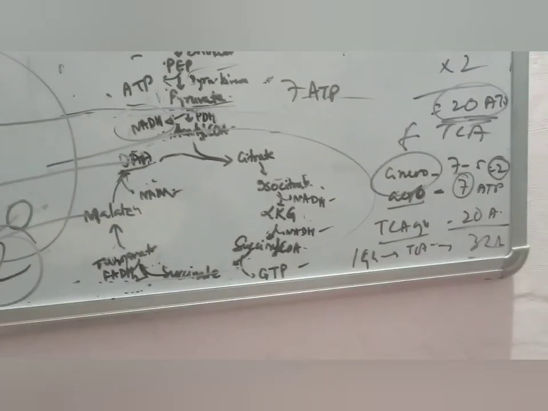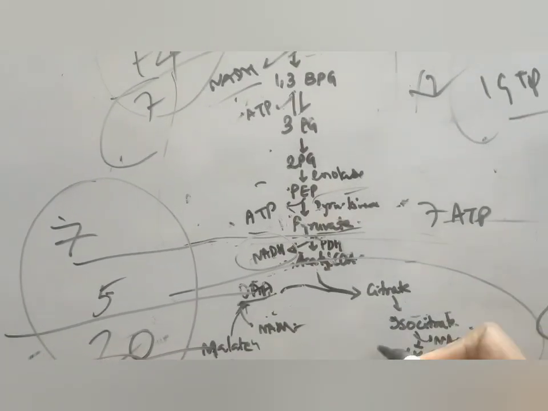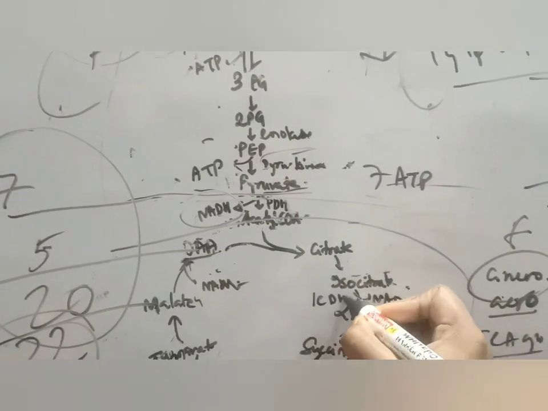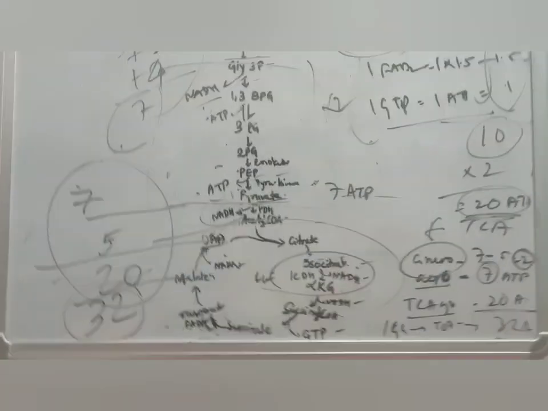One more fact I forgot to tell you, which is the rate limiting enzyme of the TCA cycle. Very unexpected enzyme, isocitrate dehydrogenase. This one, from isocitrate to alpha ketoglutarate. Isocitrate dehydrogenase is the rate limiting enzyme of the Krebs cycle.